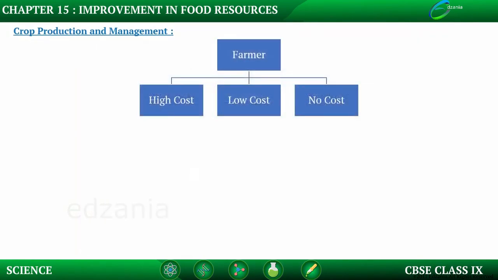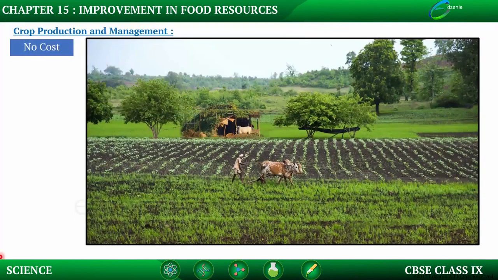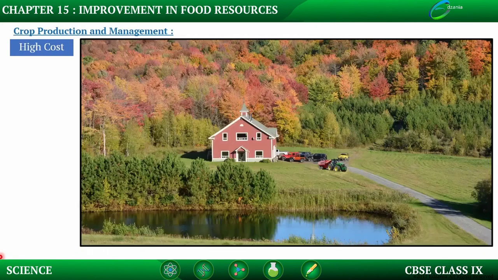So, on the basis of these three categories, production practices can be at different levels. It includes no cost, low cost, and high cost production. Even if farmers are categorized as no cost, low cost, and high cost, there are some mandatory factors that are very essential for crop production management. Let's see these factors in detail.